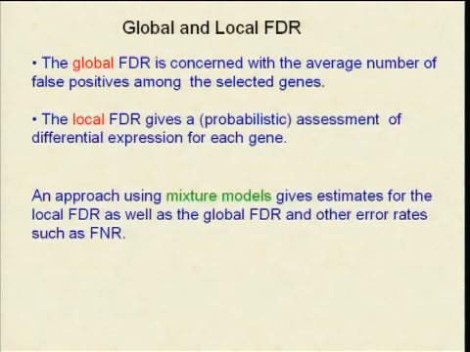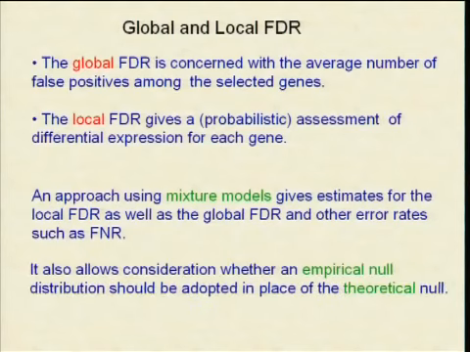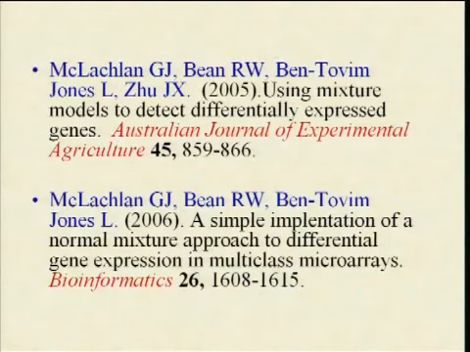So the FDR is a global measure. It's associated with the average number of false positives, whereas the local FDR focuses on, for a particular gene, the probability that it's differentially expressed. And if you use this mixture model approach, you can also get estimates for the local FDR as well as the global FDR and other error rates such as the false negative rate. But as I say, this is a simple method, and it's basically in this paper here in Bioinformatics.